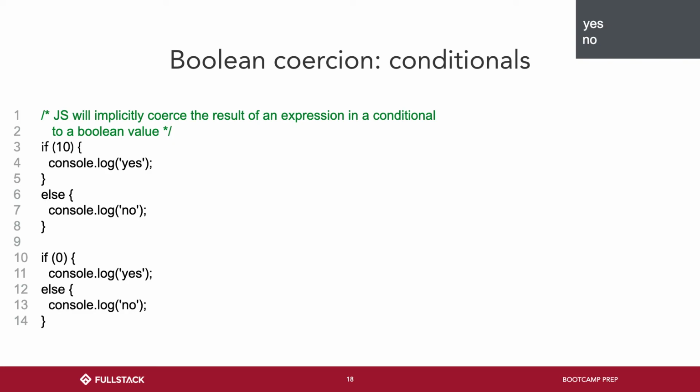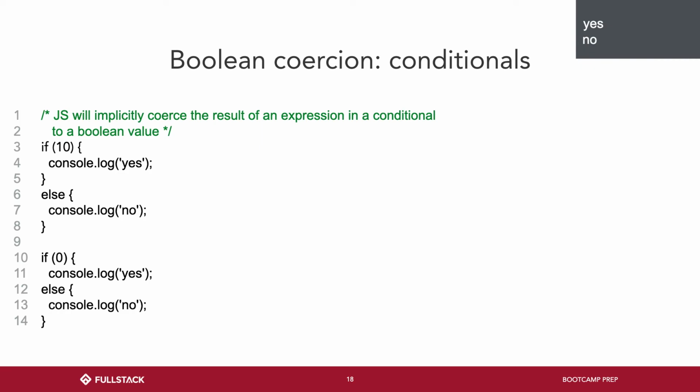JavaScript will implicitly coerce the result of an expression in a conditional to a Boolean value. Like I just said. If 10, console.log yes, else no. If 0, console.log yes, else no. We get yes, no. The yes from here and the no from here. If 10, we coerce the 10 into true, and we get this yes. If 0, we coerce the 0 into false, so we get no. If 0, this is being coerced into false. It is the same thing as that, okay?